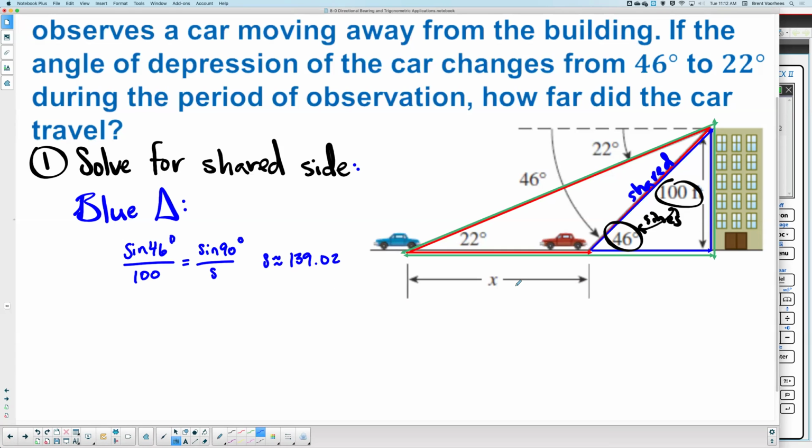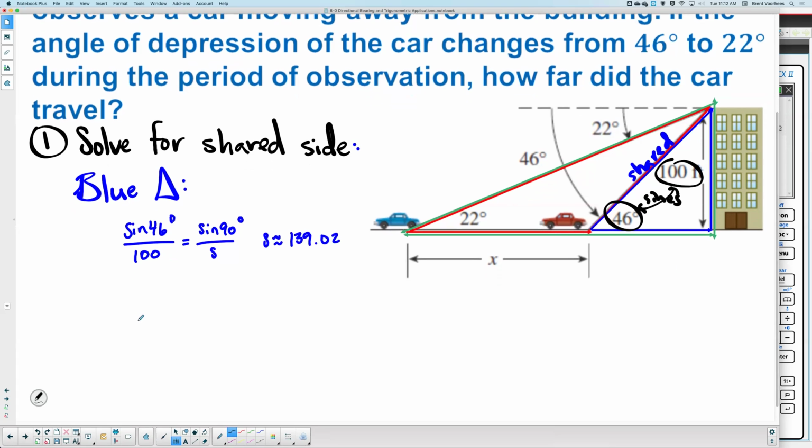Okay, that's your first step. Anytime you have more than one triangle, you're going to have to do 2 insolves. The first is to solve for the shared side. Okay, the second step. We good? The second step, you switch triangles and you solve for the missing side. So now I'm going to solve for x. Solve for x using the shared side.